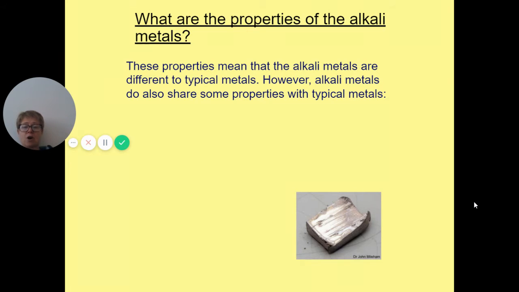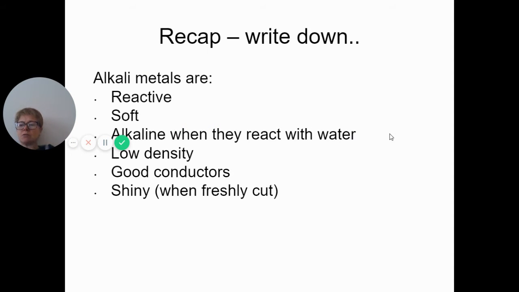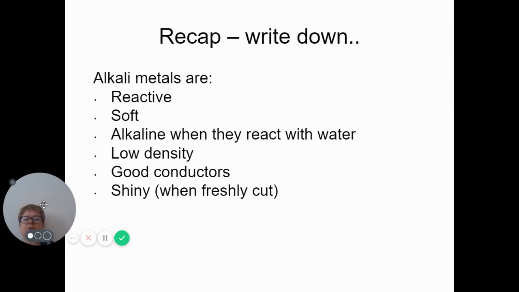Other properties they have are very similar to other metals. So as you would expect, they're good conductors of heat and electricity. They're shiny, but you only see that when you first cut them, because they react so quickly with the air that as soon as you cut them, they will start to tarnish. They start to go dull as they form oxides. So this is a summary, so the video can be paused now while you get those written down.